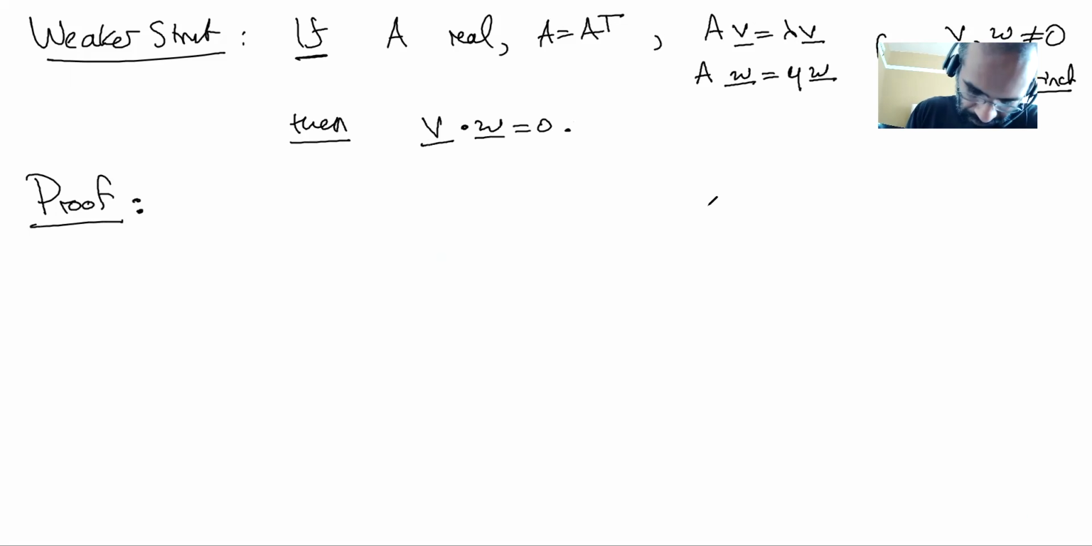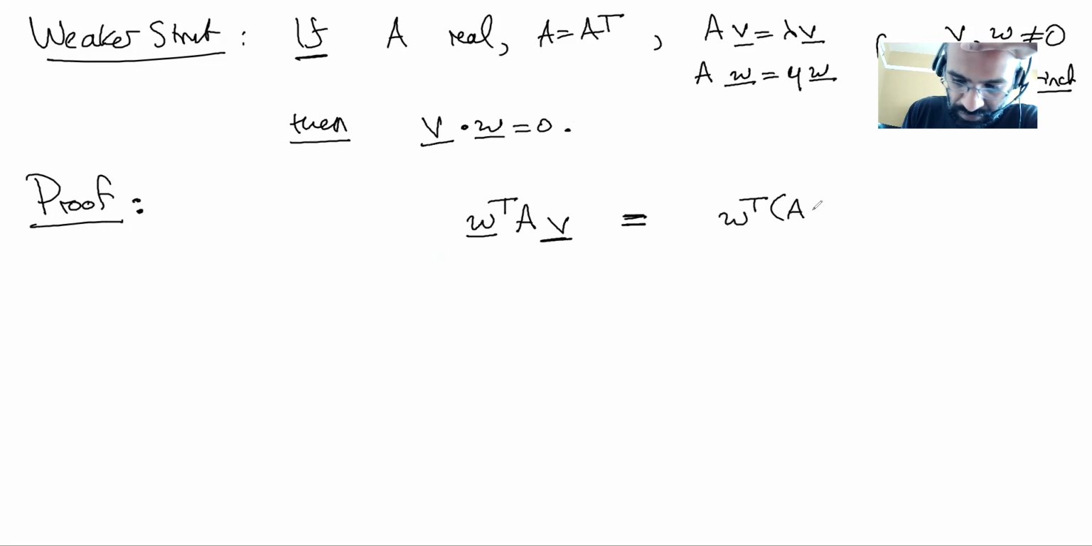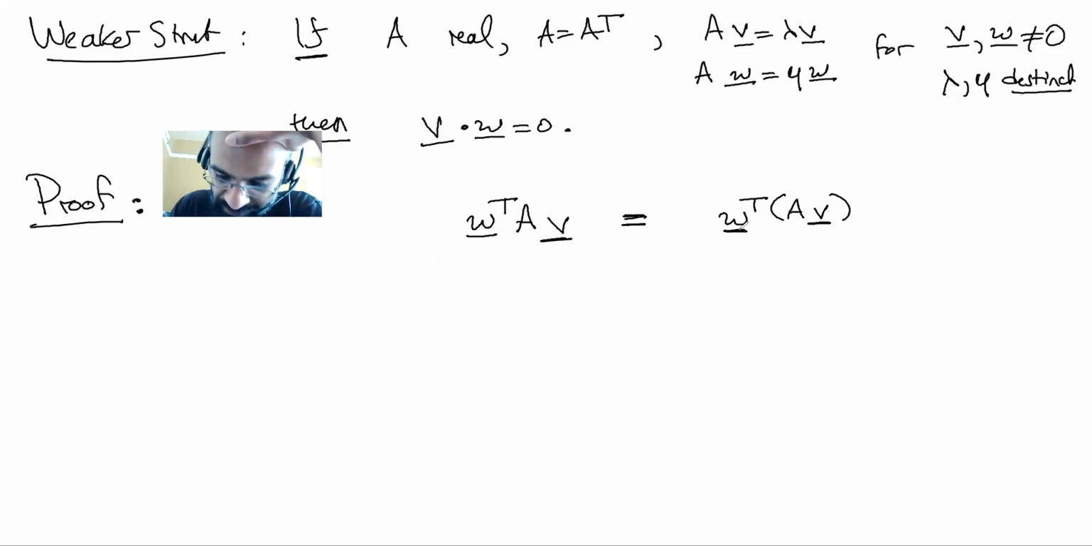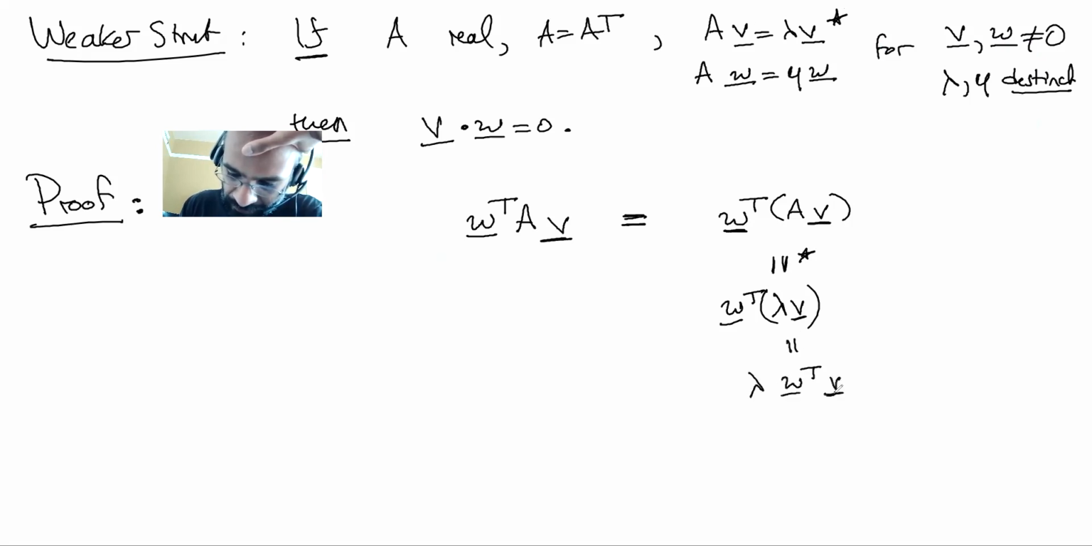So what's the proof? Well, the key is to look at this quantity, W transpose AV, in two different ways. So the first way is we're going to group the AV together. I can do that, right? But what do I know about AV? It's equal to lambda V. It's an eigenvector. So this is equal to W transpose lambda V, because of the first equation here, by star. Okay, so then this is equal to lambda times W transpose V, right?